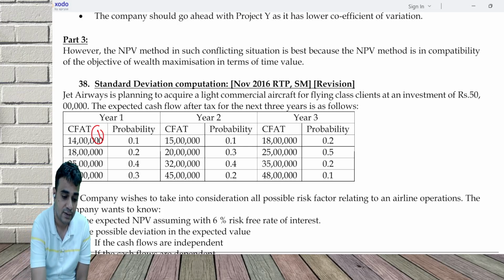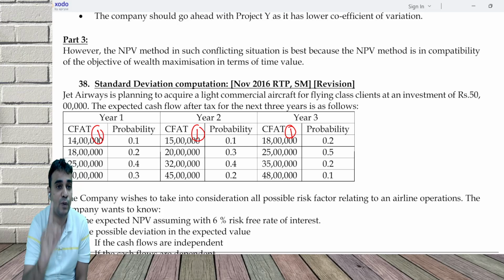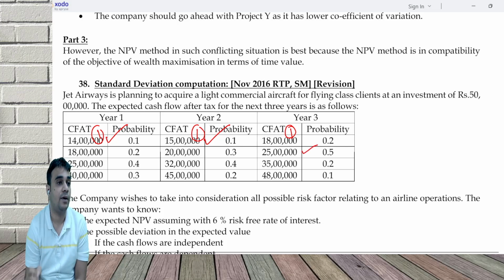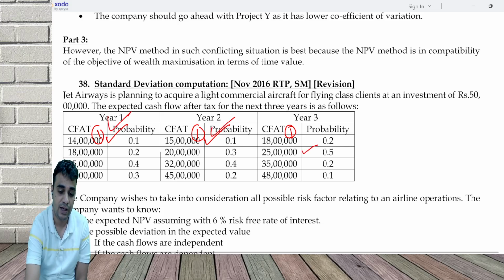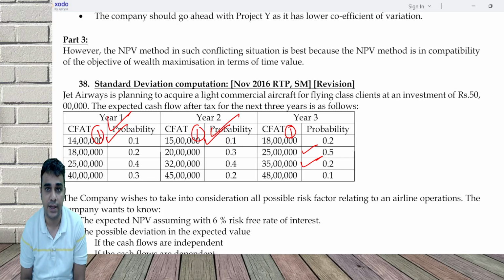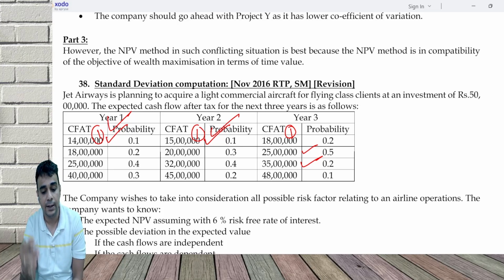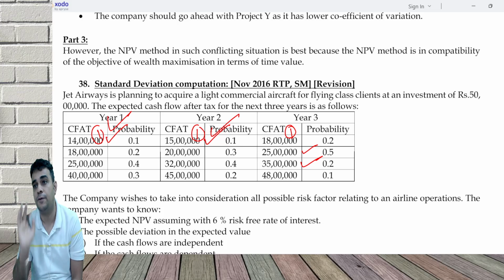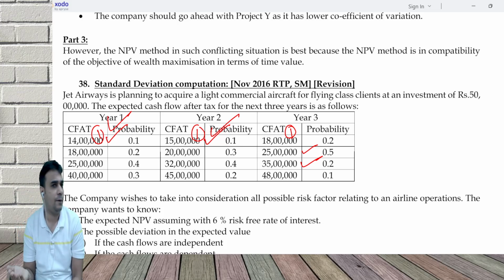The reason is, first NPV is this. This is one NPV. Second NPV is this, and this one. Third NPV is year 1 same, year 2 same, but this one. Like this, you will get 64 different NPVs, because year 1 can be 14, year 2 can be 15, year 3 can be 18. Year 1 can be 14, year 2 can be 15, year 3 can be 25. 4 into 4 into 4, 64 different NPVs will be there. Kind of impossible for you to do.